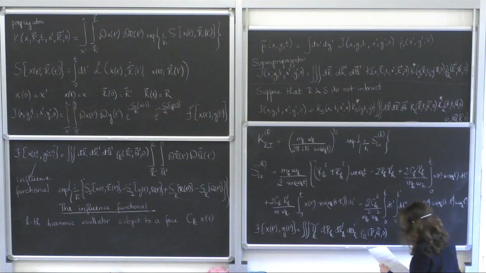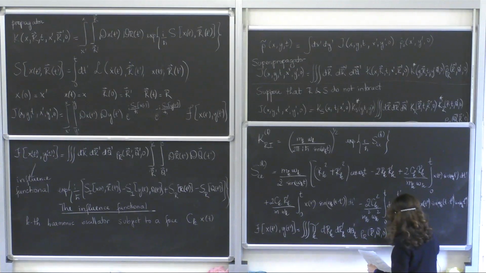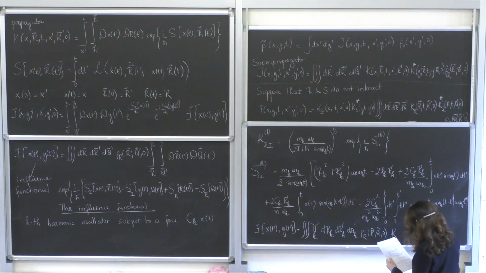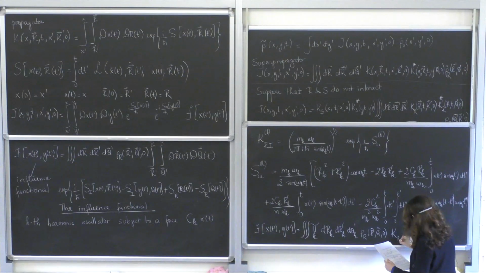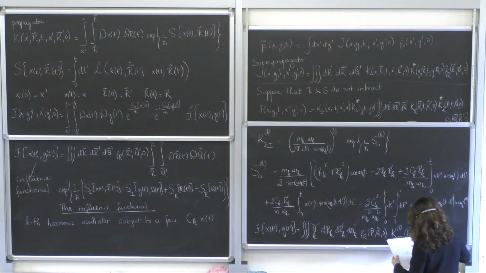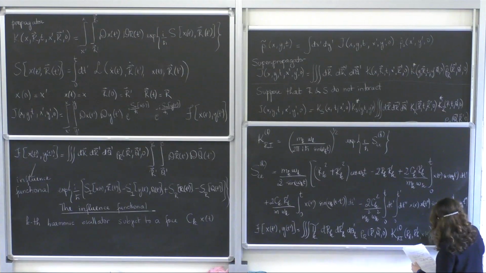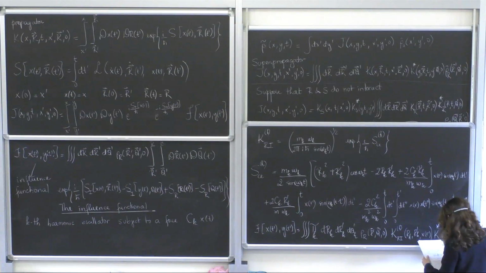These are all vectors. Everybody's a vector. Times the propagator, the Feynman propagator for the reservoir K of Rk, R prime k, x of t prime, times the K star of Rk, Q prime k, y.